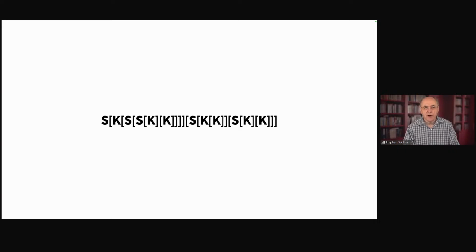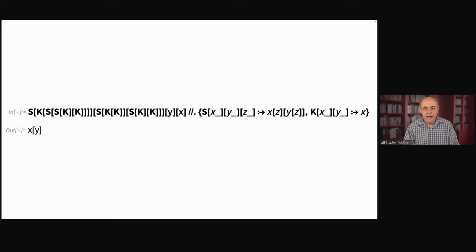And one can confirm this by using the definitions of the transformation rules for s and k and seeing that that actually does give the result x of y as we'd expect. So at some level, this is very elegant, but it's also extremely difficult to read. And is there a way to preserve at least some of the comparative readability of lambdas without having to explicitly introduce variables with names and so on?